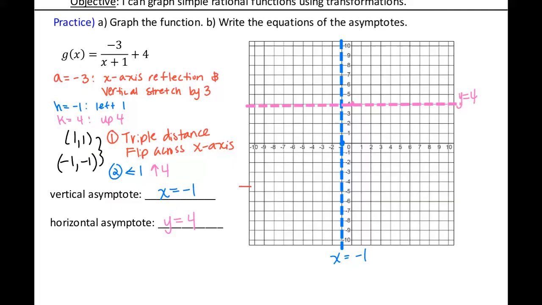All right, so just to check in with you guys, the A value should have been -3. So you get a reflection and a stretch by 3. So you're going to go to (1, 1). You're going to take the distance and triple it to +3. Then you flip it over to -3. And then from there, you go to the left 1 time and then up 4. So 1, 2, 3, 4. You should end up at (0, 1), correct? Did you guys get there? (0, 1).